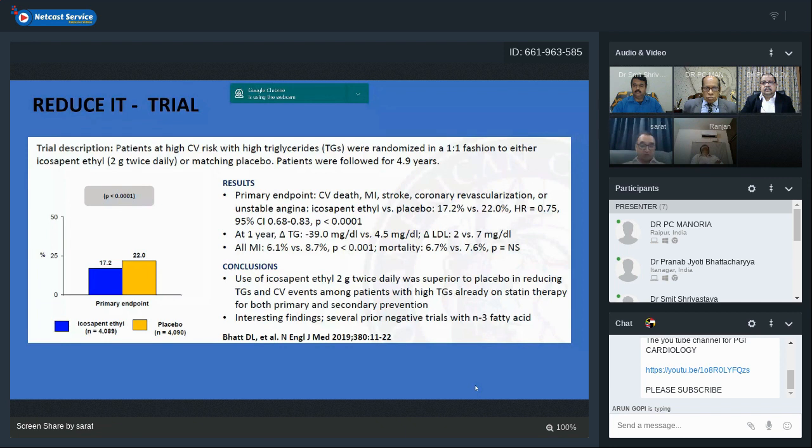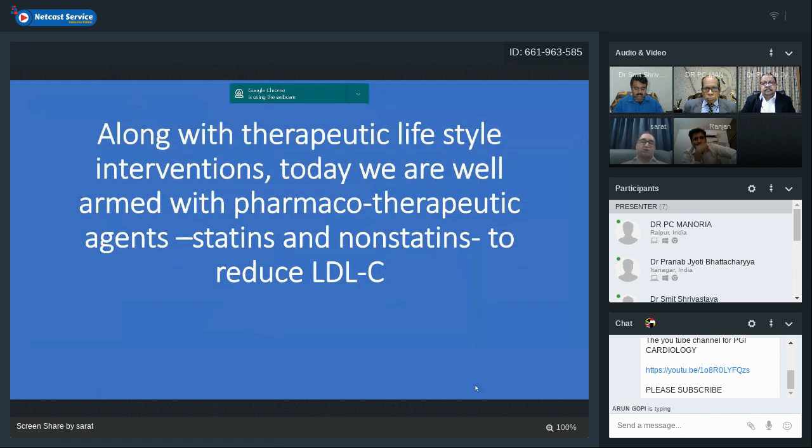So this also has been included recently in the guidelines of ACC and ESC for particular situations. And along with therapeutic lifestyle interventions, today we are well armed with pharmacotherapeutic agents, statins and non-statins to reduce LDL-C, and of course the last trial to reduce triglycerides also.